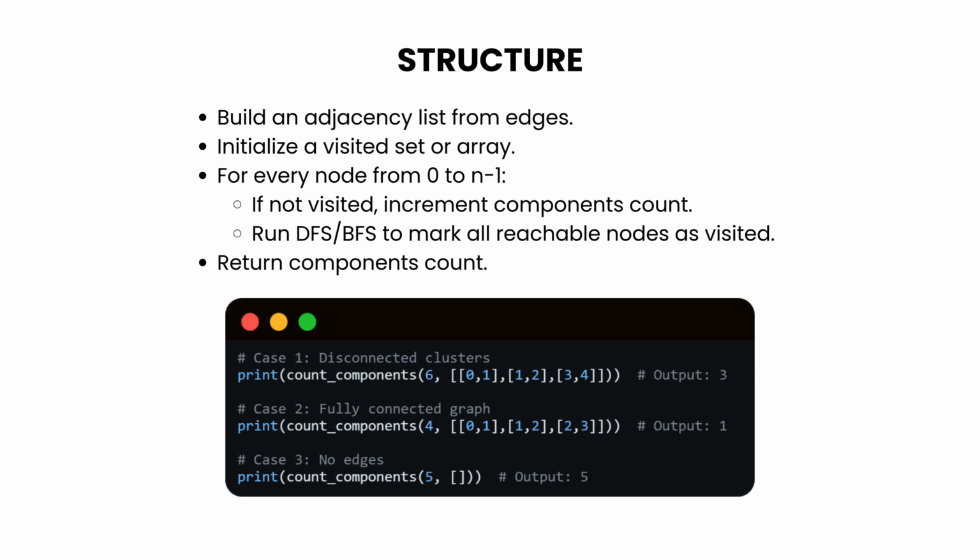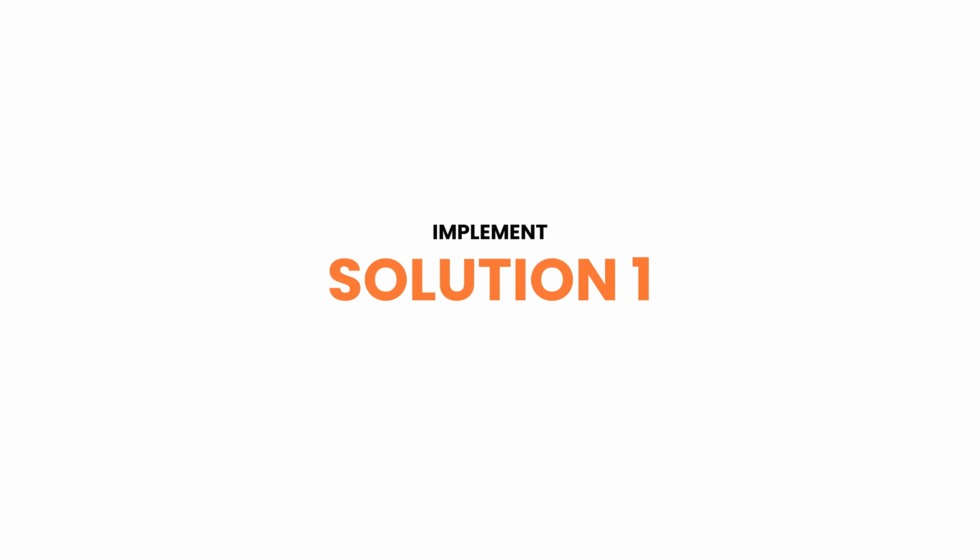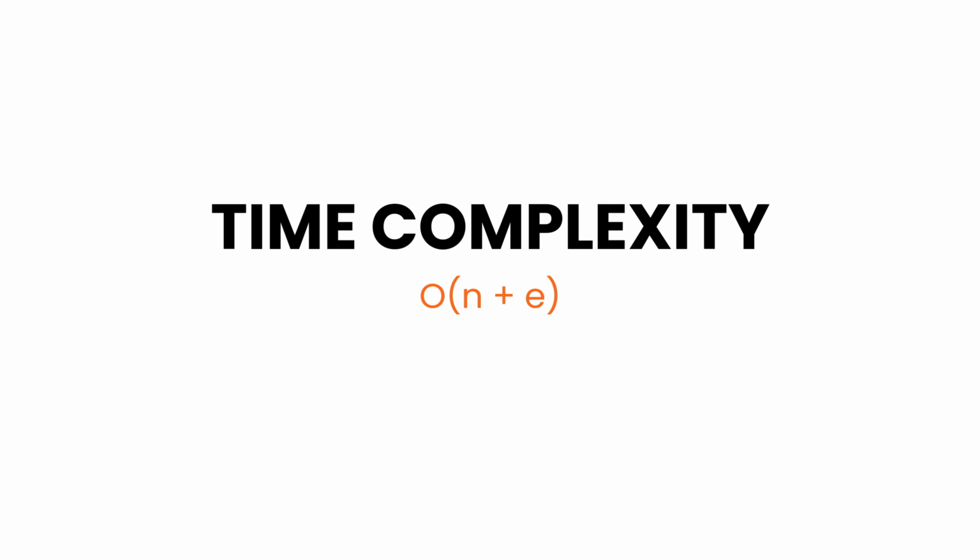Build an adjacency list from edges. Initialize a visited set or array for every node from 0 to n minus 1. If not visited, increment the components count. Run DFS/BFS to mark all reachable nodes as visited. Return the components count. Let's try to implement it using solution 1. Time complexity is O(n plus e).